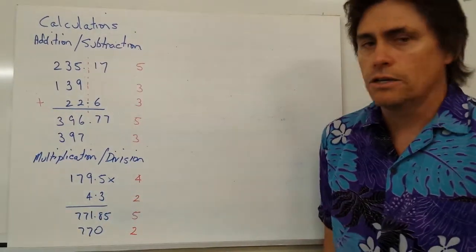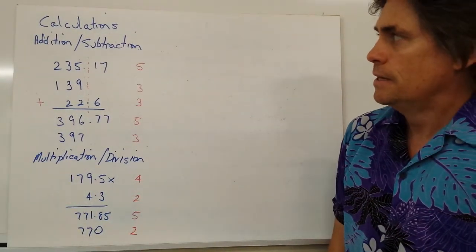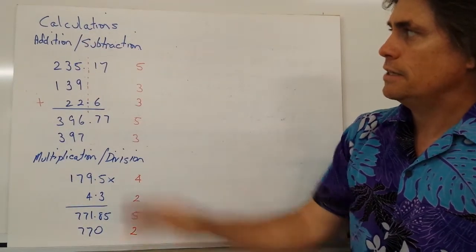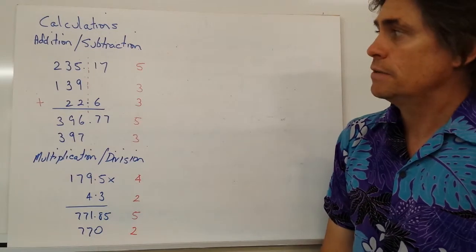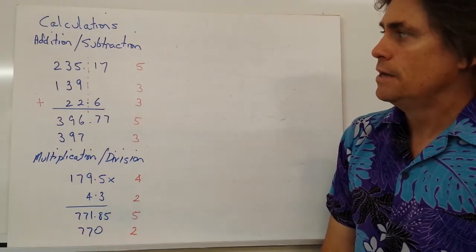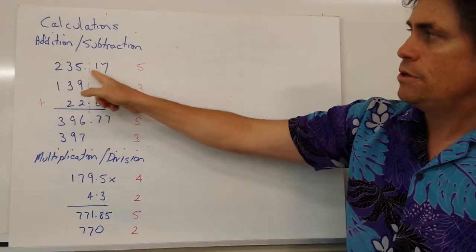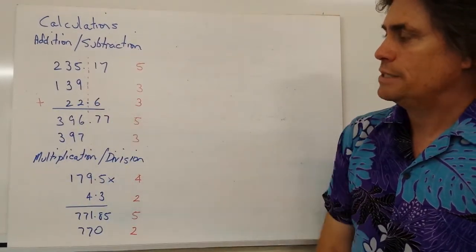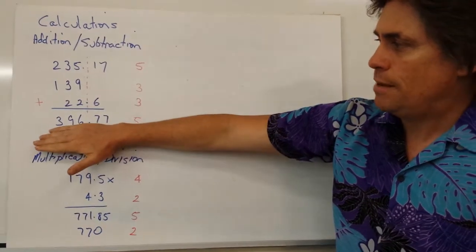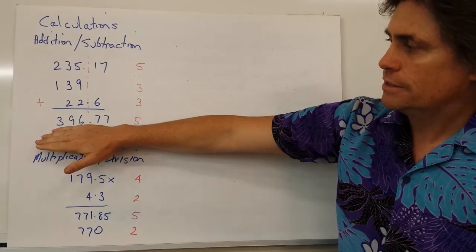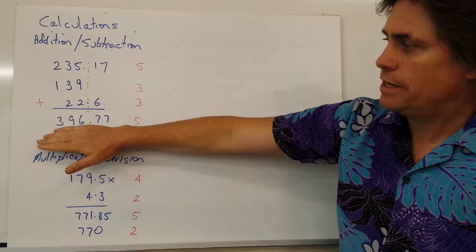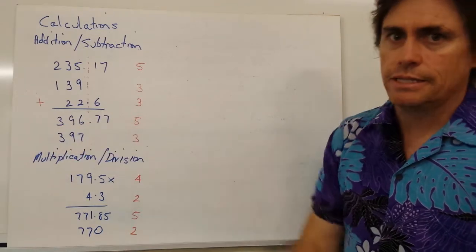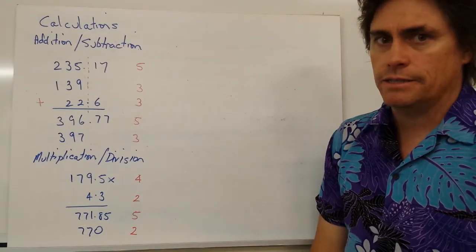So let's look at this in the context of some calculations. Let's look at an addition calculation, and we do exactly the same for a subtraction, but I've given the example of an addition only. We've got 3 numbers, 235.17, 139, and 22.6. If we add those 3 up, without taking into account significant figures, we get the value 396.77. However, we want to round this to the relevant number of significant figures.